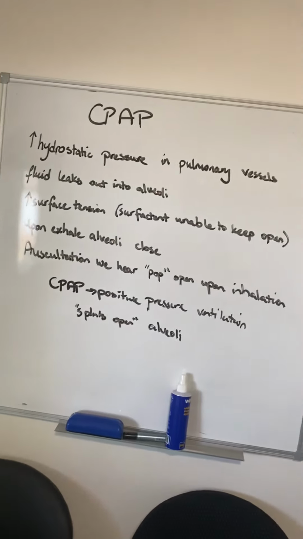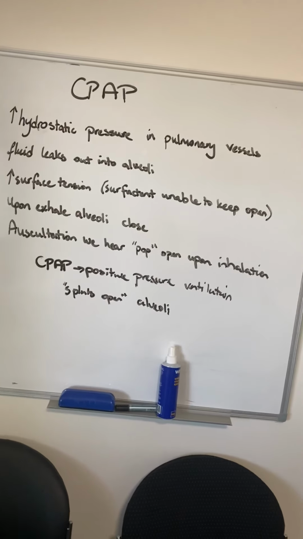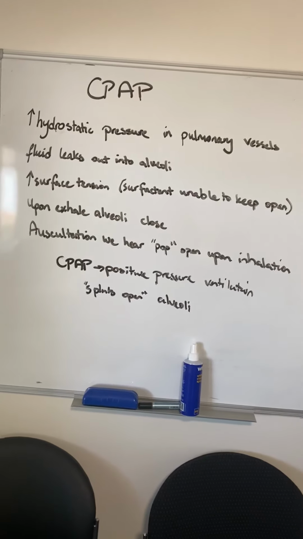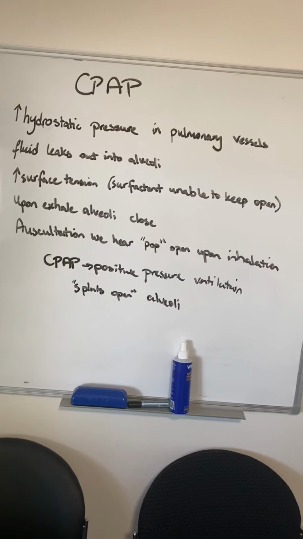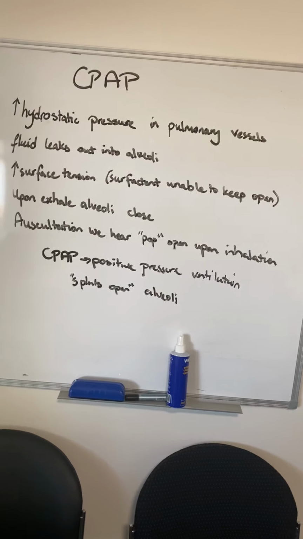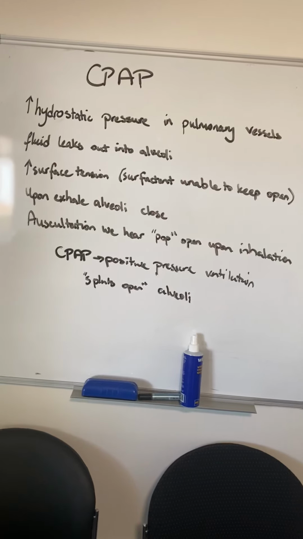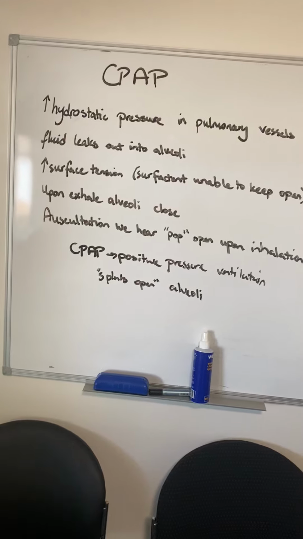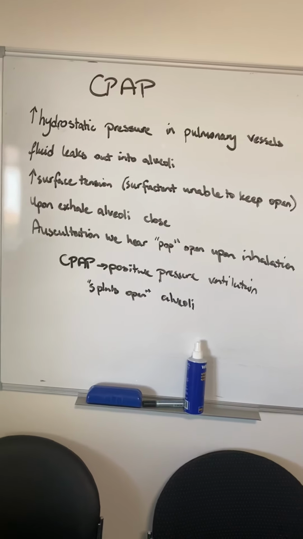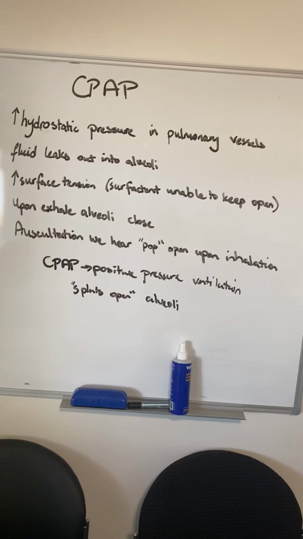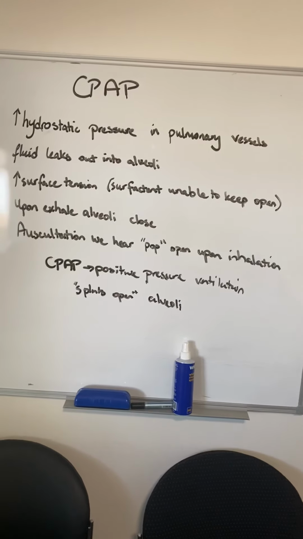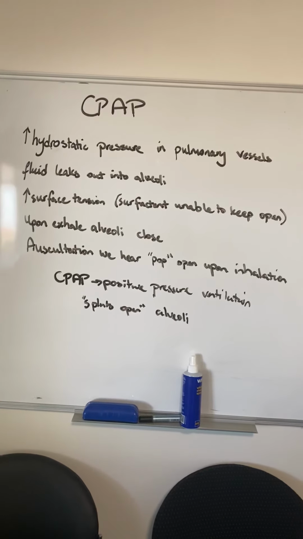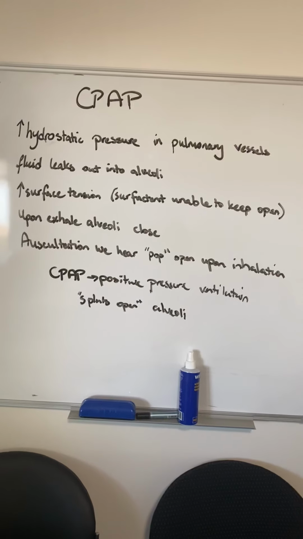So CPAP, the shortened version of it: due to the cardiac failure, left ventricular failure, it results in an increased hydrostatic pressure within our pulmonary vessels. This causes fluid to leak out into our alveoli. With the extra fluid within our alveoli, this causes an increase of our surface tension, with surfactant's role being to decrease it. It's unable to keep up. What happens here is that the alveoli collapse when we exhale.